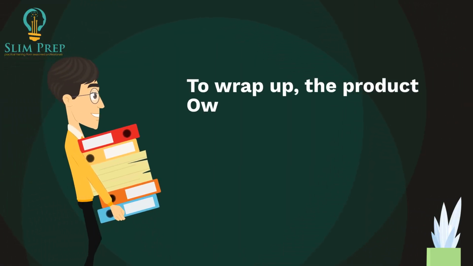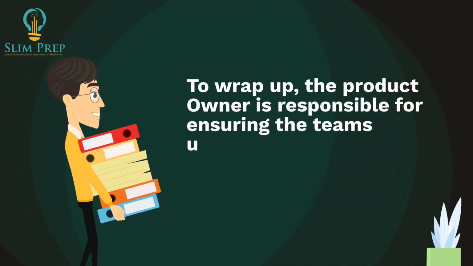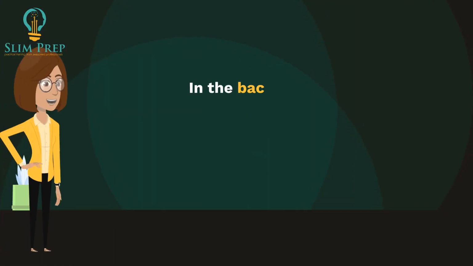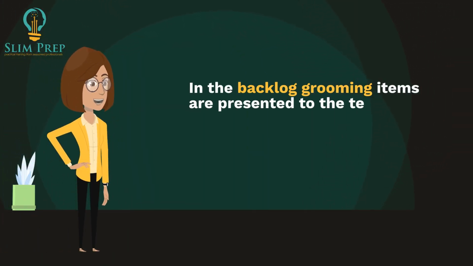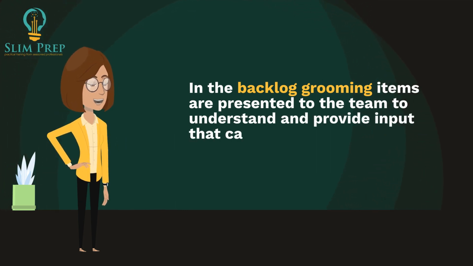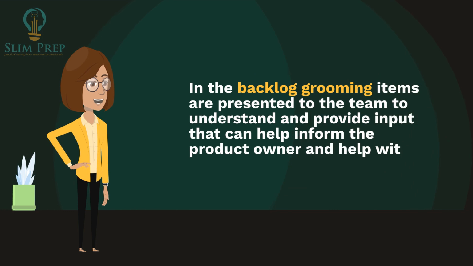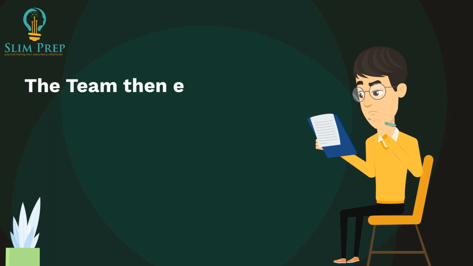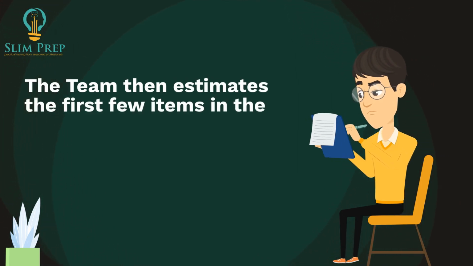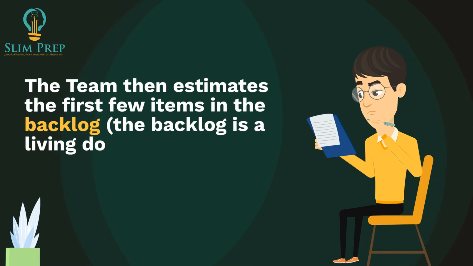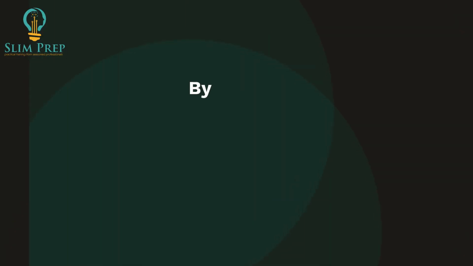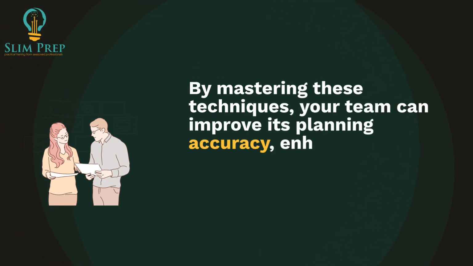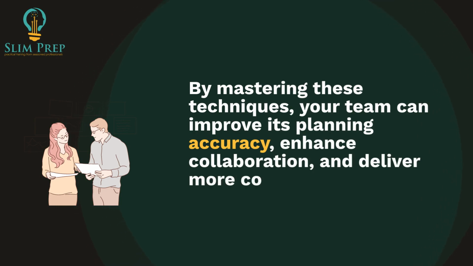To wrap up, the product owner is responsible for ensuring the team understands the backlog and the goals of the project. In backlog grooming, items are presented to the team to understand and provide input that can help inform the product owner and help with prioritization. Output: a prioritized product backlog. The team then estimates the first few items in the backlog. The backlog is a living document and is usually long. By mastering these techniques, your team can improve its planning accuracy, enhance collaboration, and deliver more consistent results.